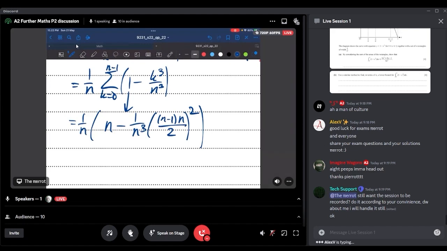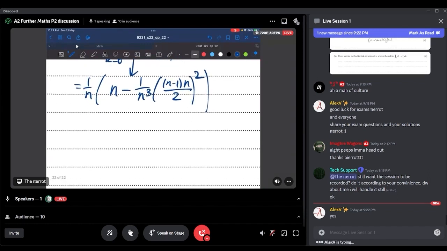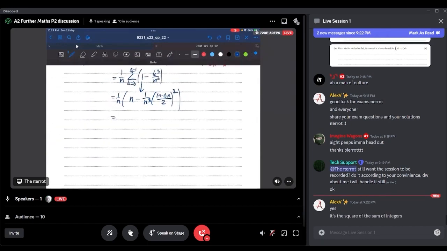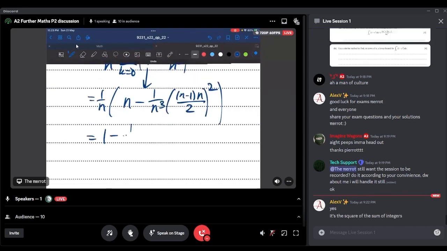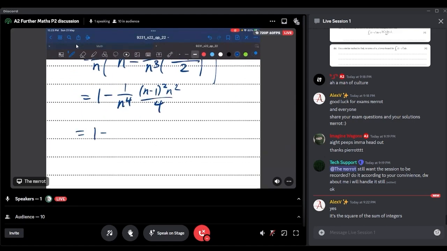Okay, so from here, let's do some simplification. This one just becomes 1. So this is 1 minus 1 over n to the power 4 times n minus 1 squared, n squared, all over 4. So 1 minus 1 over 4, n minus 1 squared, all over n squared. And you just simplify it, and you should be getting your answer. I leave it to you for the simplification, but I hope you get the idea.